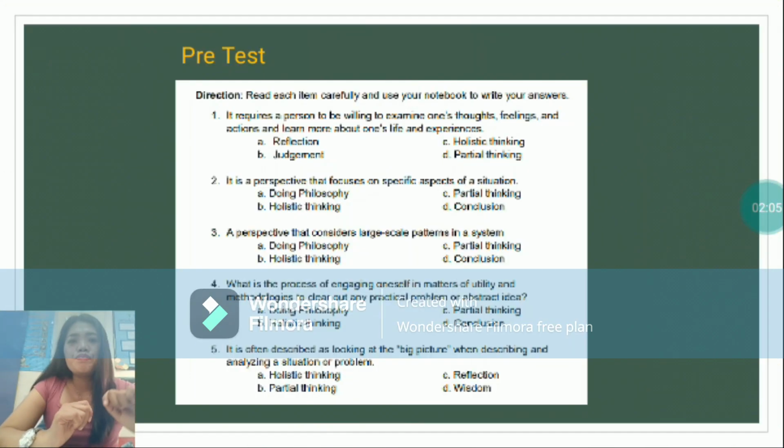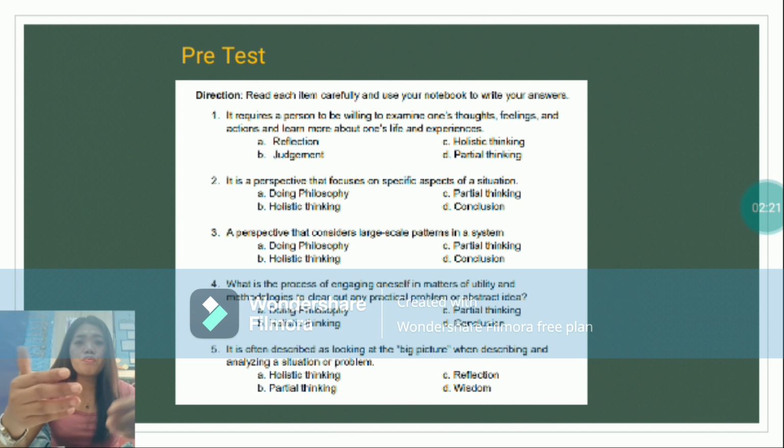Okay. So let's have a pretest now. You will be answering this in your activity notebook. So I'll read the direction. Read each item carefully and use your notebook to write your answer since I'm requiring you to have your activity notebook. So you will be using your activity notebook all throughout the task that I'll be giving you in lesson one.